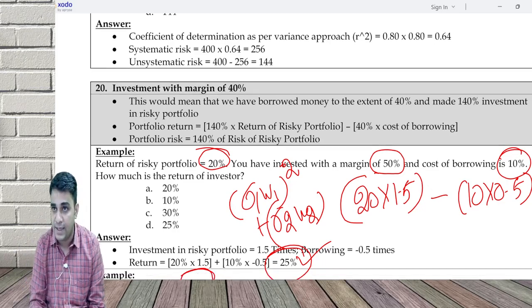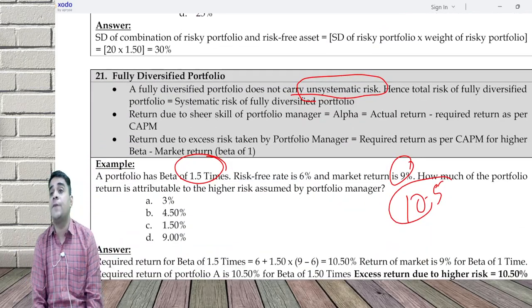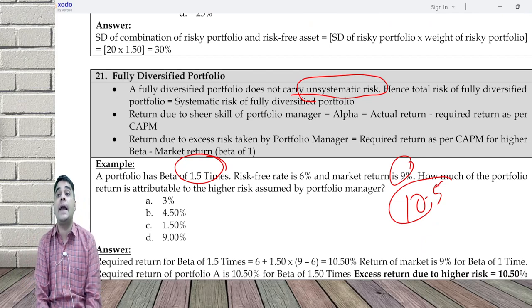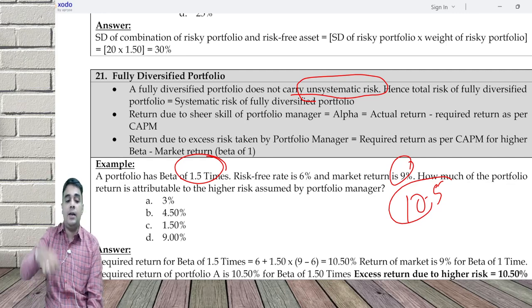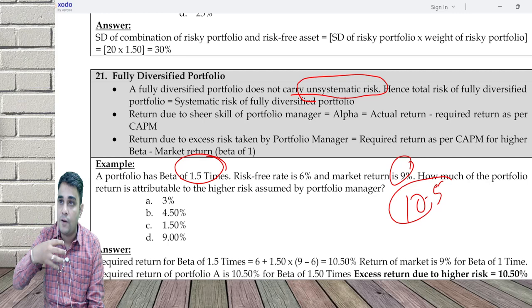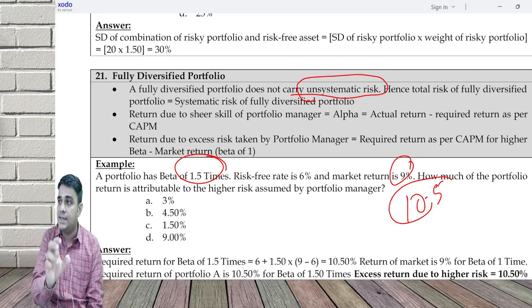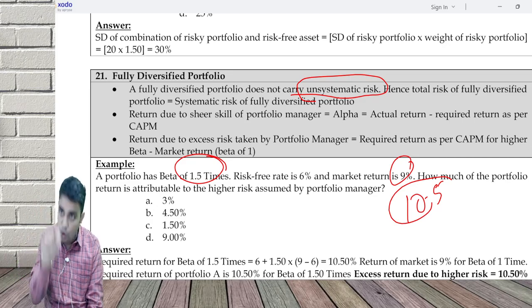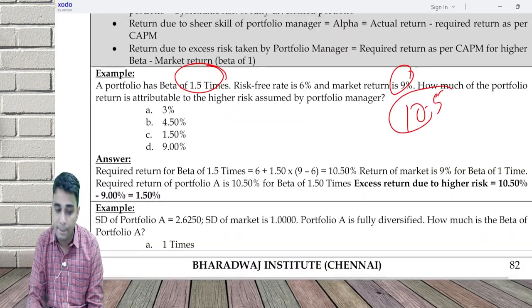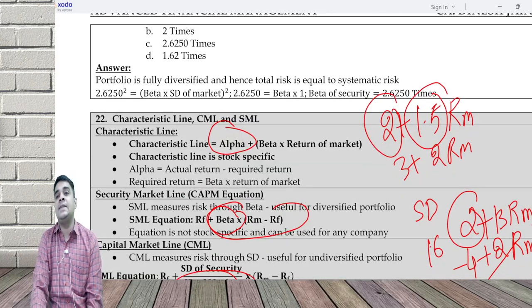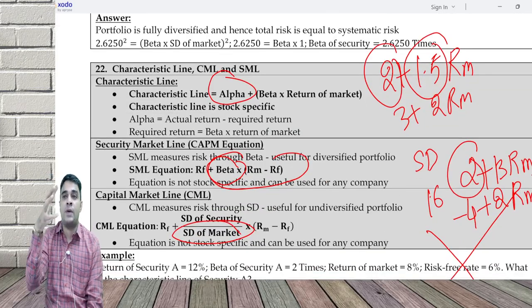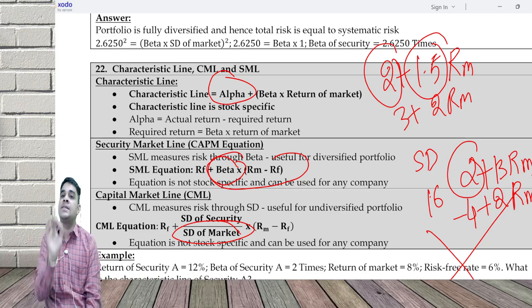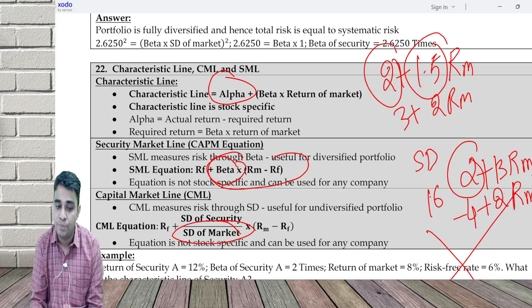No minus there. Fully diversified portfolio refers to a situation which does not carry any unsystematic risk. And if you do not carry any unsystematic risk, total risk is equal to systematic risk. And you want to calculate the return due to sheer skill of mind, which is alpha, comparing CAPM with the required return. Return due to extra risk is CAPM return for your beta minus the CAPM return for 1 beta. Characteristic line, CML and SML are basically tools to calculate the required return. Characteristic line says required return is equal to beta into RM.